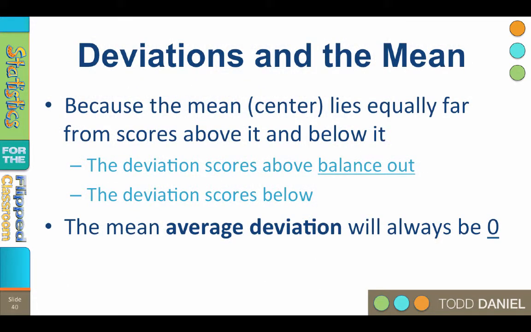The reason that the mean was at the center of our distribution in the first place is because mathematically it lies equally far from all the scores above it and below it. So because the mean, or the center, lies equally far from the scores above it and below it, the deviation scores above the mean balance out the deviation scores below the mean. Therefore, the sum of the deviation scores, and by extension, the mean average deviation, will always be 0. And that is going to make it really hard to measure variability.